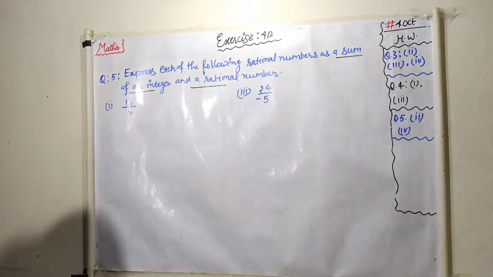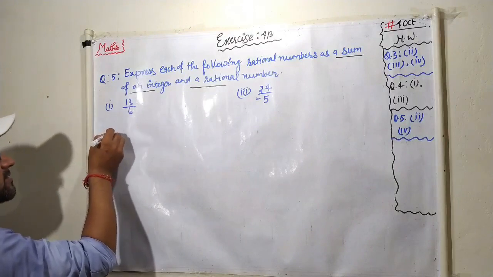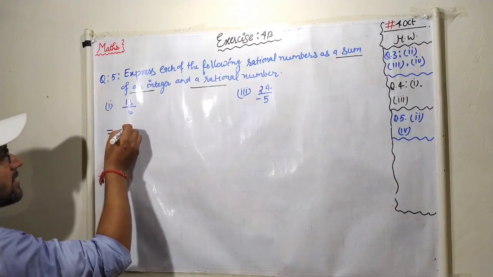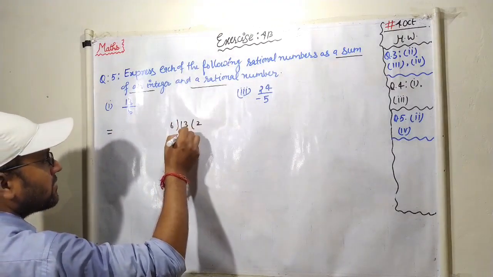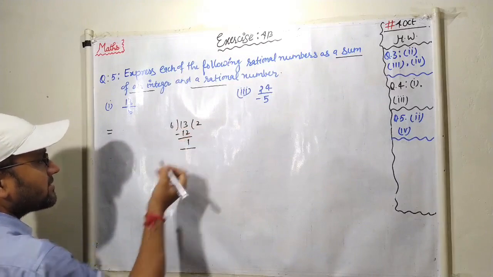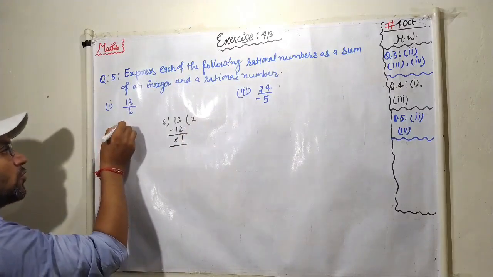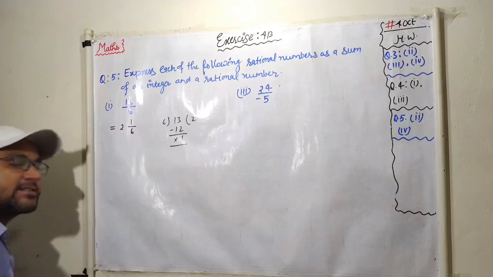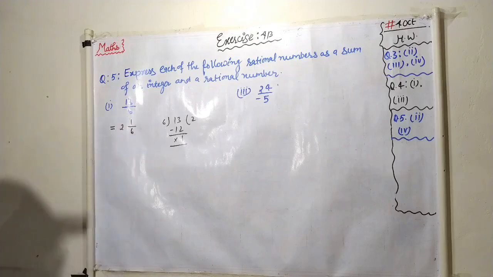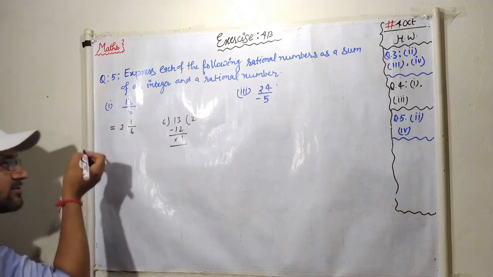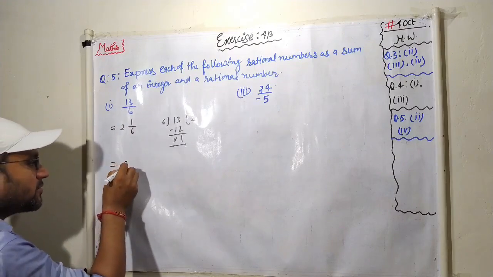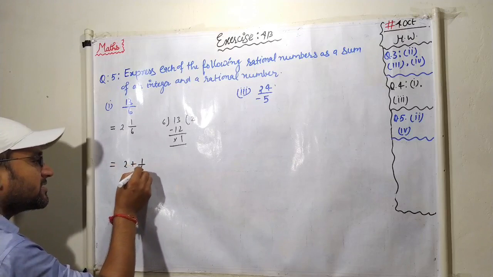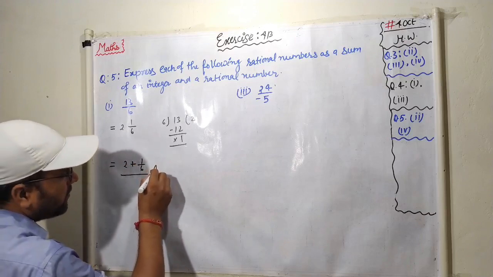Okay, so first one is a 13 upon 6. Change it into a mixed fraction. What you will get, students? You will get this. See this one? I will show you this. 6 2s are 12. You will get this one. 2 whole. So 2 whole 1 upon 6. Okay, 2 whole 1 upon 6. So this one I am going to write in form of a plus. Means that 2 plus 1 upon 6. This is your answer.